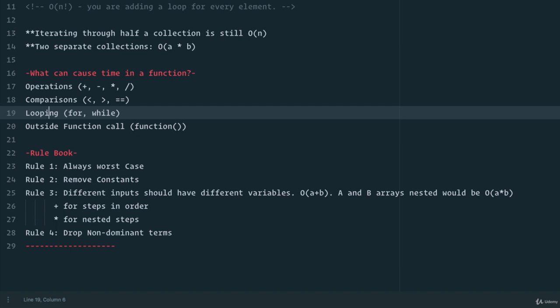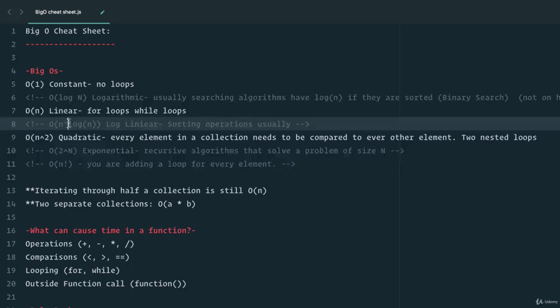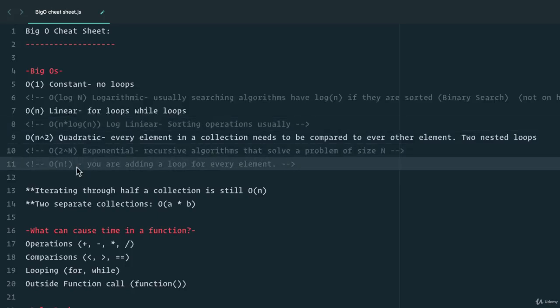Pretty simple, right? I'm going to bring this Big O cheat sheet back when we start talking and filling our gaps with the rest of the Big O notation. But for now, let's get into the next lesson.